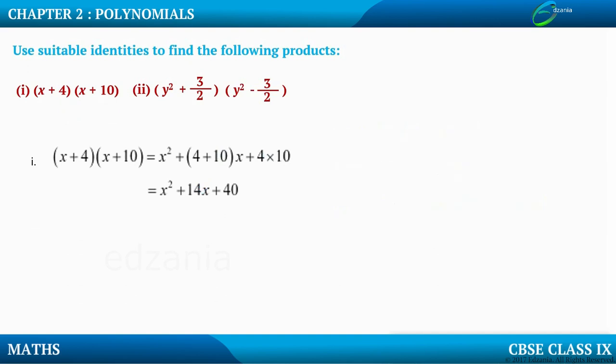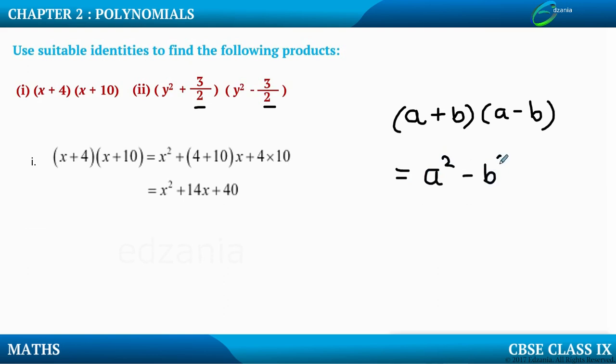Let us move on to the second question. y square plus 3 by 2, y square minus 3 by 2. If you observe properly, this is of the form a plus b into a minus b, which gives us a square minus b square. Here a is like your y square and b is like your 3 upon 2.